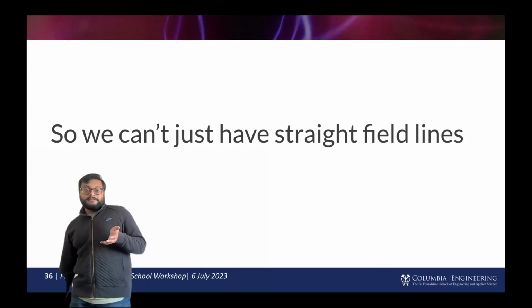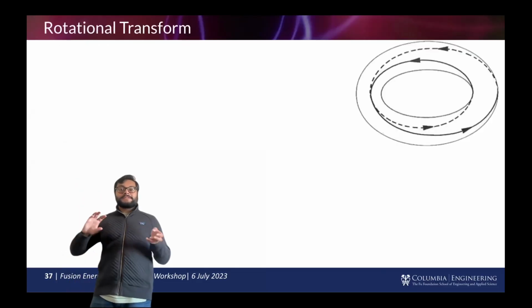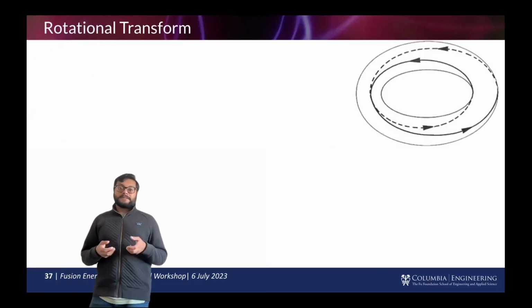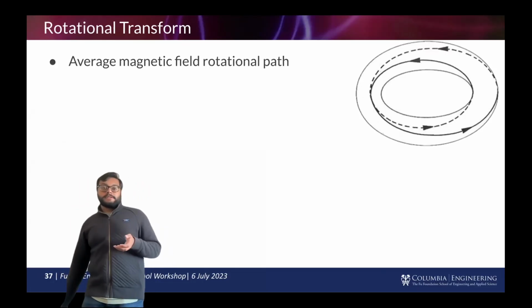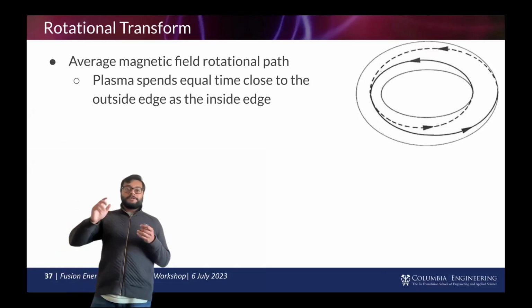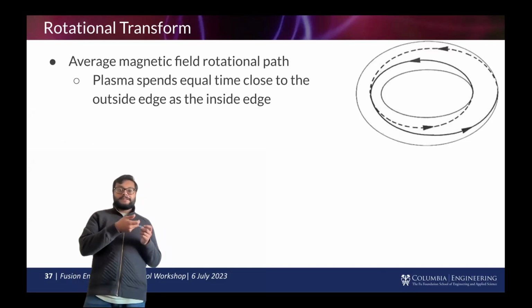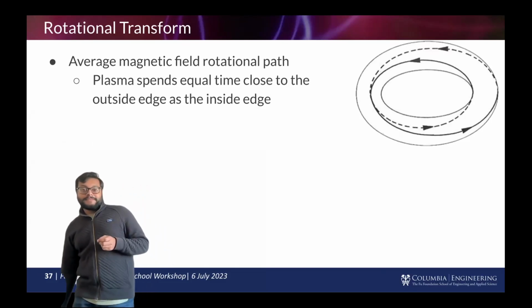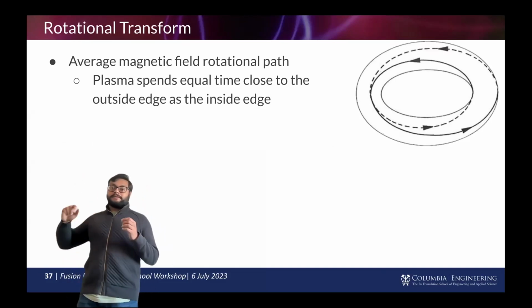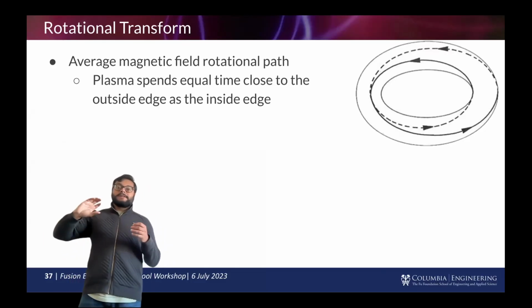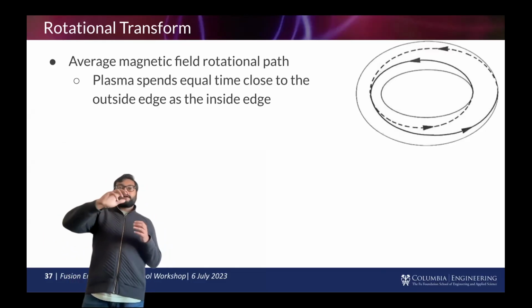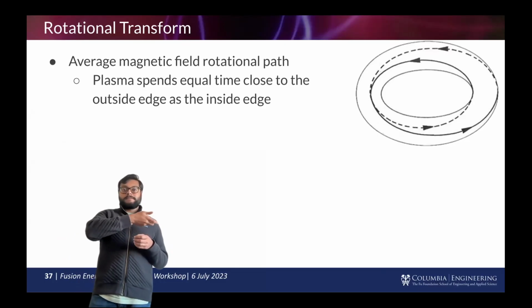So how do we keep them confined? Well, we can introduce this twist in the magnetic field. So we call it the rotational transform, and it's essentially the average magnetic field rotation. And so you end up having, instead of these straight field lines going around, you have this twist, and so the plasma spends roughly an equal amount of time on the outward and inward side of the tokamak.